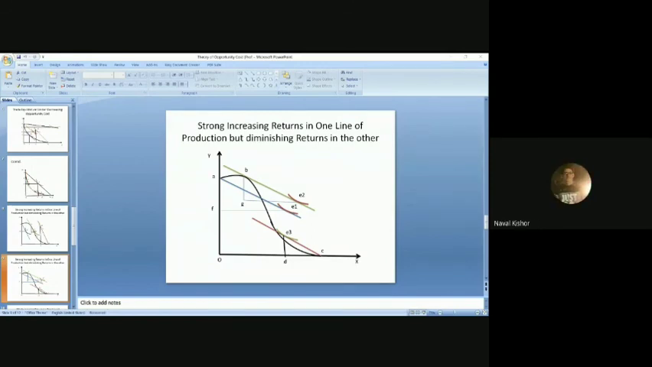Ma'am, can you repeat the question? I repeat it. The question is, we discussed the strong increasing returns which are associated with the commodity X, and diminishing returns were associated with the commodity Y. Now my case is just strong to mild. Now we have a mild increasing returns associated with the X commodity, and we have diminishing returns still in the Y. So only I'm changing the one word, strong to mild.